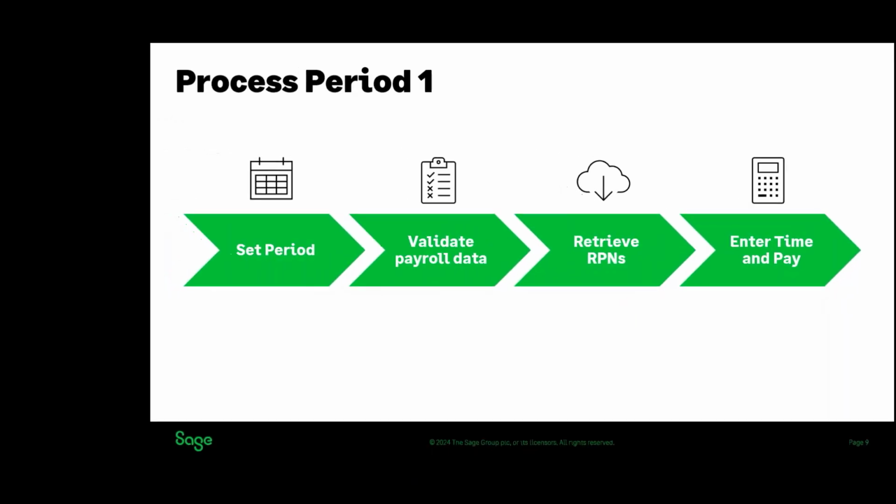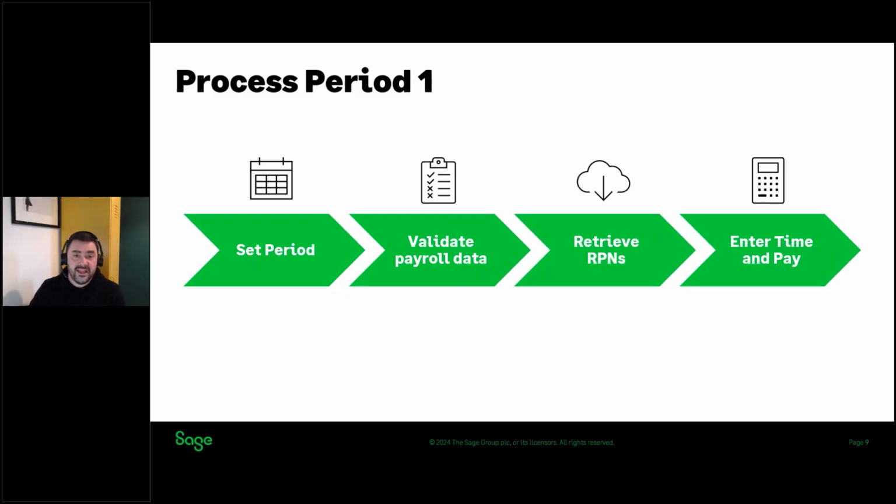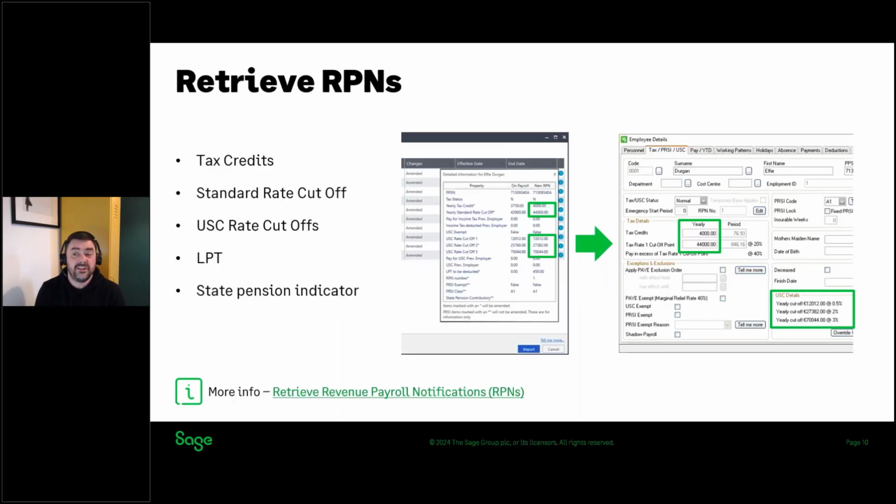We're now set up to complete our first pay run of the year. So those steps are setting the period, validate payroll data, which tends to run automatically these days, retrieve your first RPNs, keep an eye out for any state pension indicators, and enter the time and pay. And it's those RPNs that'll bring in changes to things like tax credits, standard rate cutoffs, USC thresholds, local property tax, if employees are paying that through payroll, and that new state pension indicator. So it'll make the update in the appropriate record.